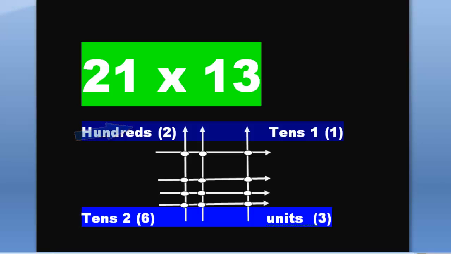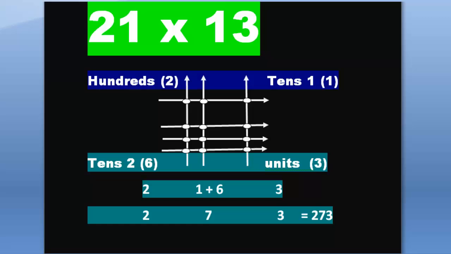So once again, in the units place I have 3 intersections, in the tens place I have a 6 and another 1, and in the hundreds place I have 2 intersections. So in the hundreds place there is a 2, in the units place there's a 3, and in the tens place I have a 1 plus 6, which is 7. So my answer is 273. 21 multiplied by 13 gives me 273.